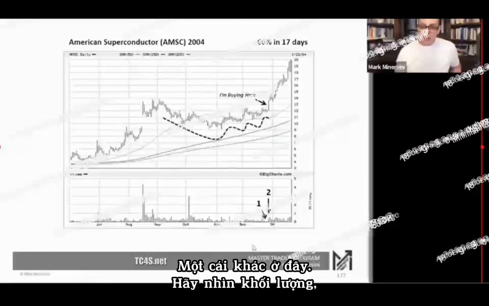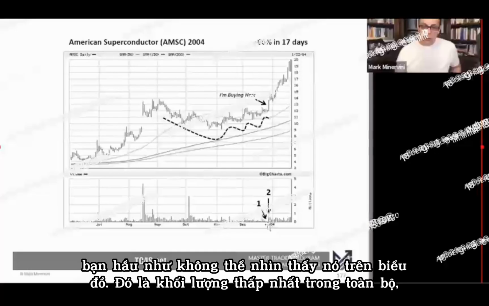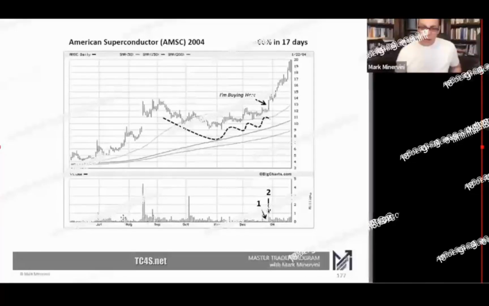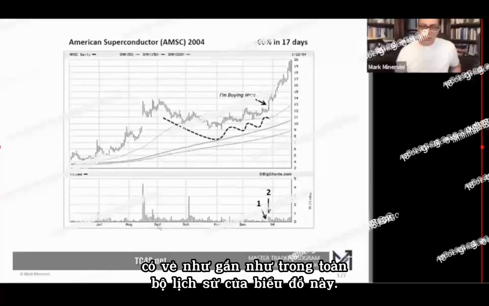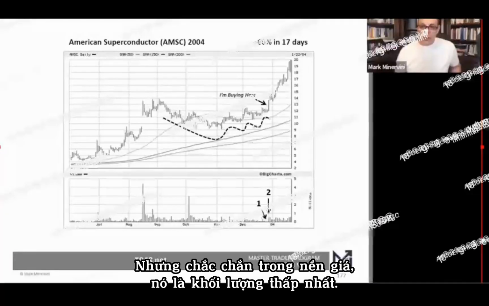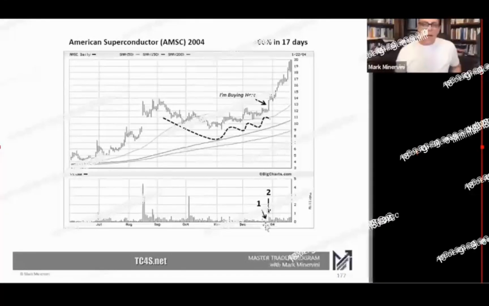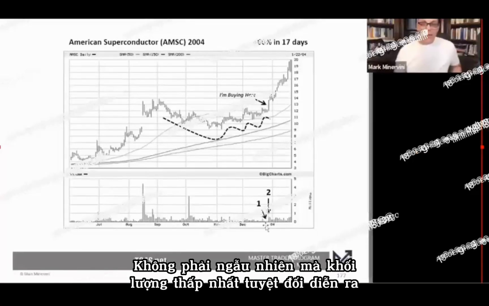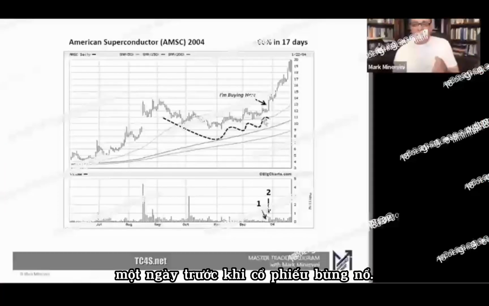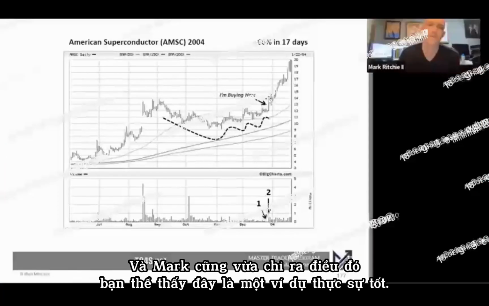Another one here. There's the 1-2. See the volume? You almost can't see it on the chart. It's the lowest volume in almost the entire history on this chart, but certainly in the base. It is not a coincidence that the absolute lowest volume took place the day before the stock exploded. Mark, just to point that out too, this is a really good example.